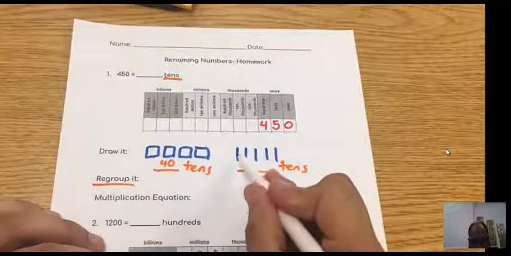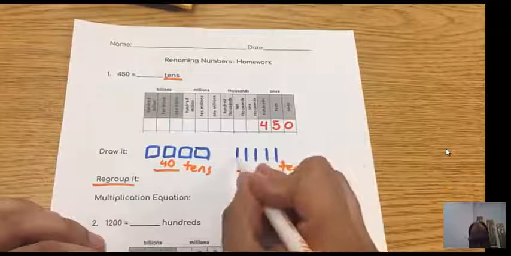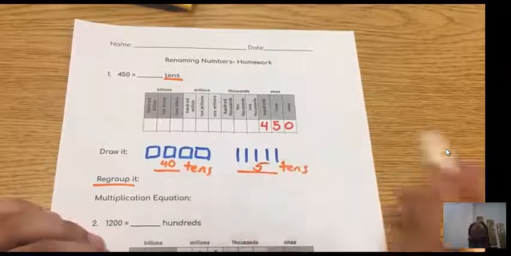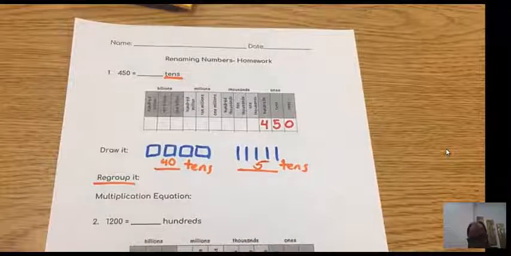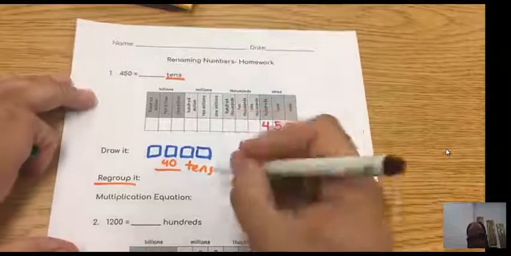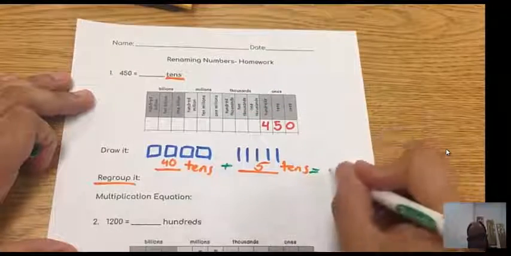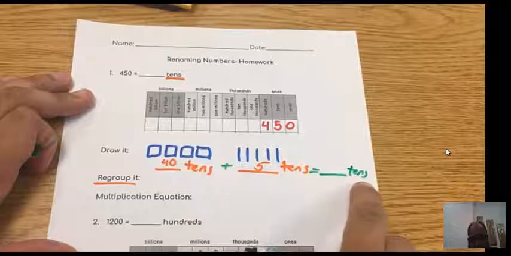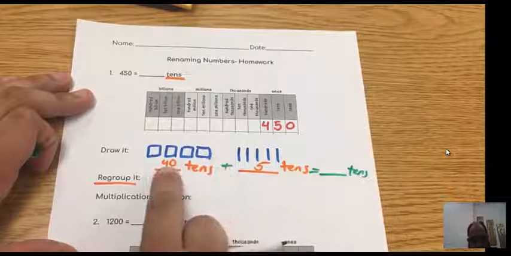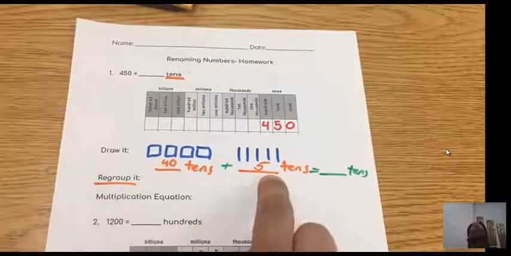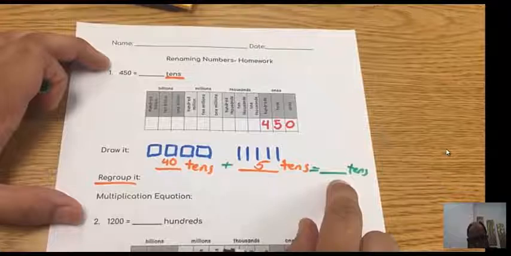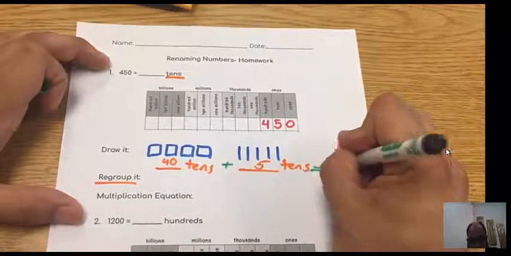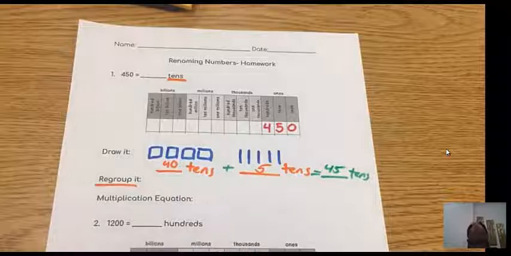And then we know 1, 2, 3, 4, 5. 5 tens. So 40 tens plus 5 tens makes 45 tens. If I regroup this number, I simply mention this as 45 tens equals 450, my number. Remember that 40 tens are here and 5 tens are here. The question was 450, and we are renaming it in the form of tens. So 45 tens will be my simple answer.